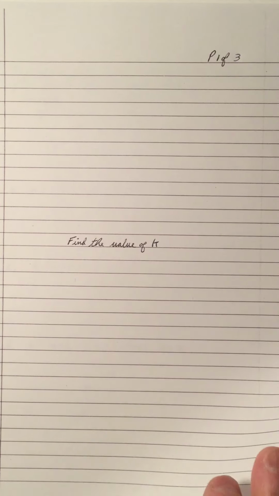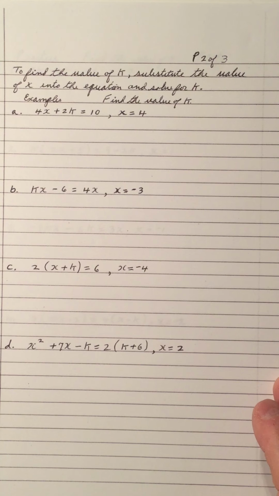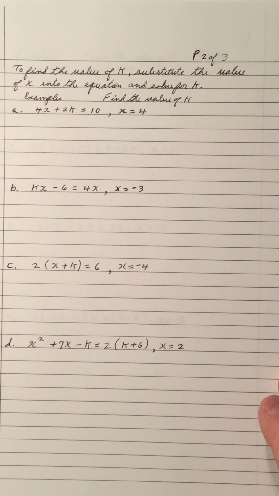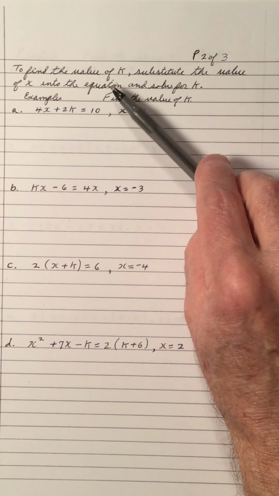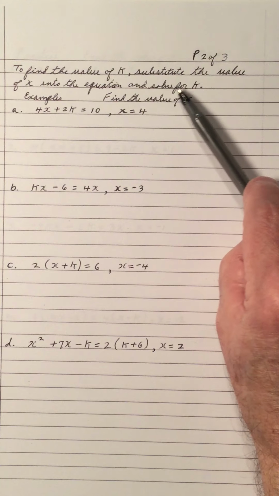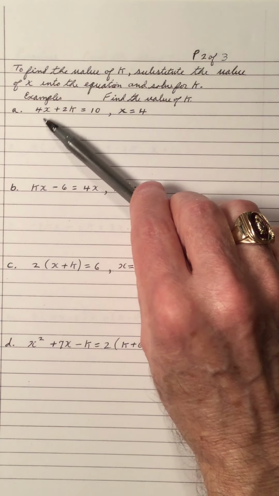Just another way to work out equations, but it's just different, but it ends up to be the same as solving for x. So the only thing we're going to do is solve for k. To find the value of k, substitute the value of x into the equation and solve for k. So we're going to find the value of k in all these.